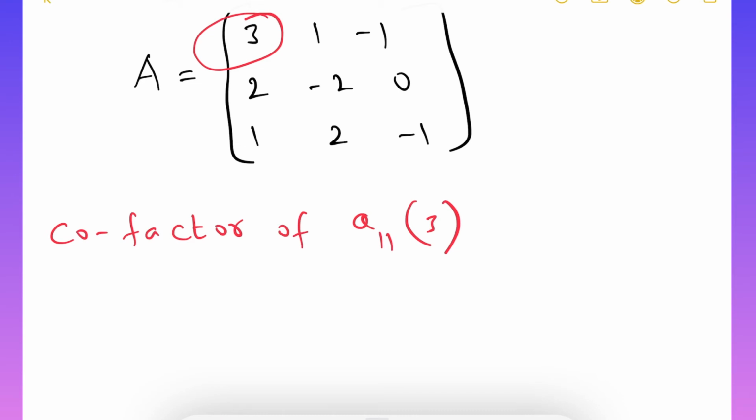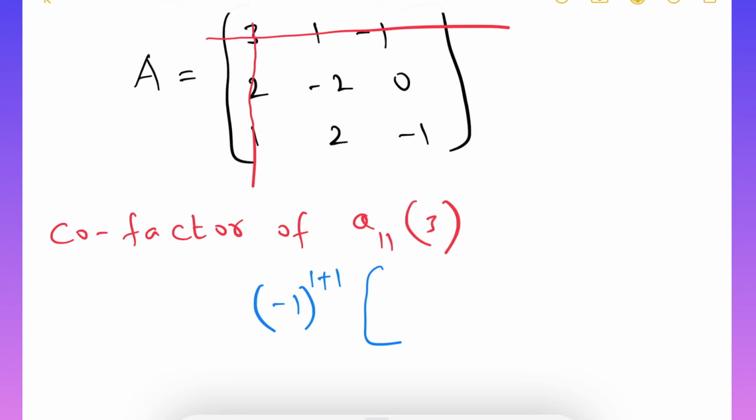So first, minus 1 power. Here 1 1 is there, that is first row, first element. So 1 plus 1 into, now we need to go with the minor of that particular element. So now we need to find out the minor of the element 3. So delete the complete column where element 3 is there. Delete the complete row where the element 3 is there. Now take the remaining elements, that is minus 2 0 2 minus 1.